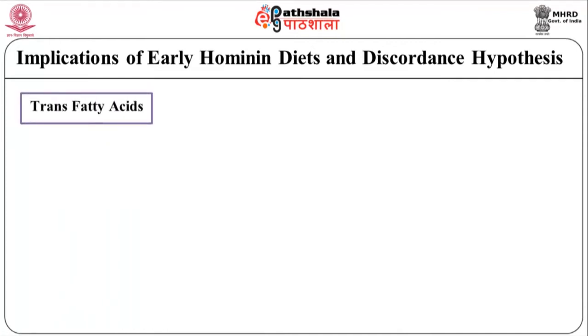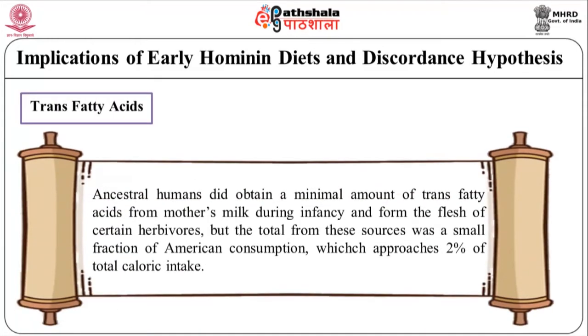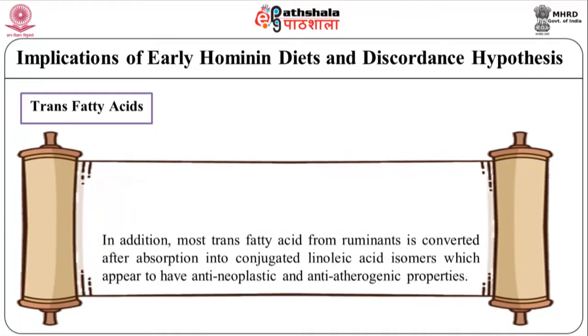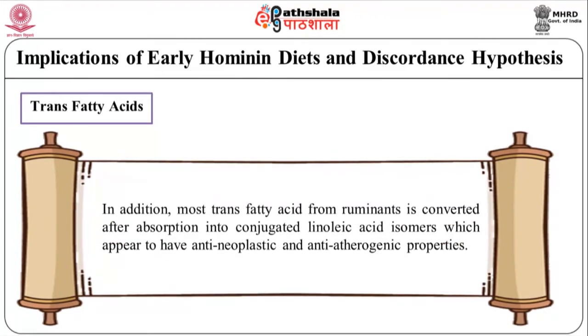Trans fatty acids. Ancestral humans did obtain a minimal amount of trans fatty acids from mother's milk during infancy and from the flesh of certain herbivores, but the total from these sources was a small fraction of American consumption, which approaches 2% of total caloric intake. In addition, most trans fatty acid from ruminants is converted after absorption into conjugated linoleic acid isomers, which appear to have anti-neoplastic and anti-atherogenic properties.